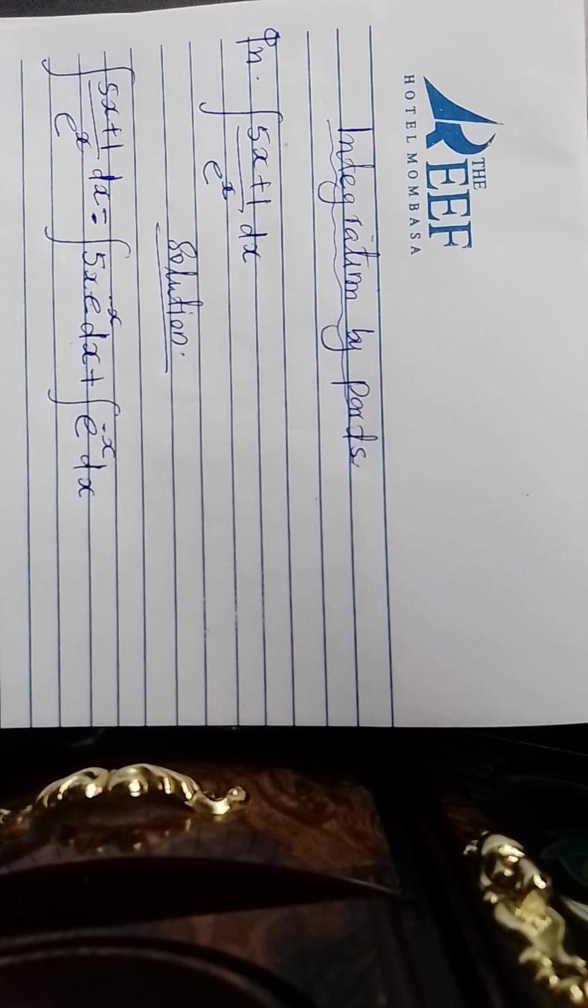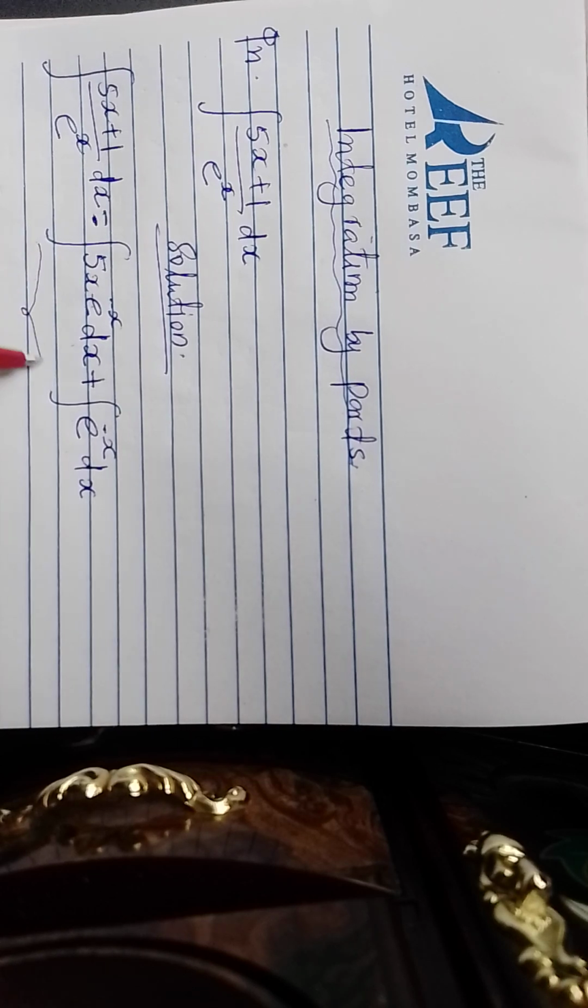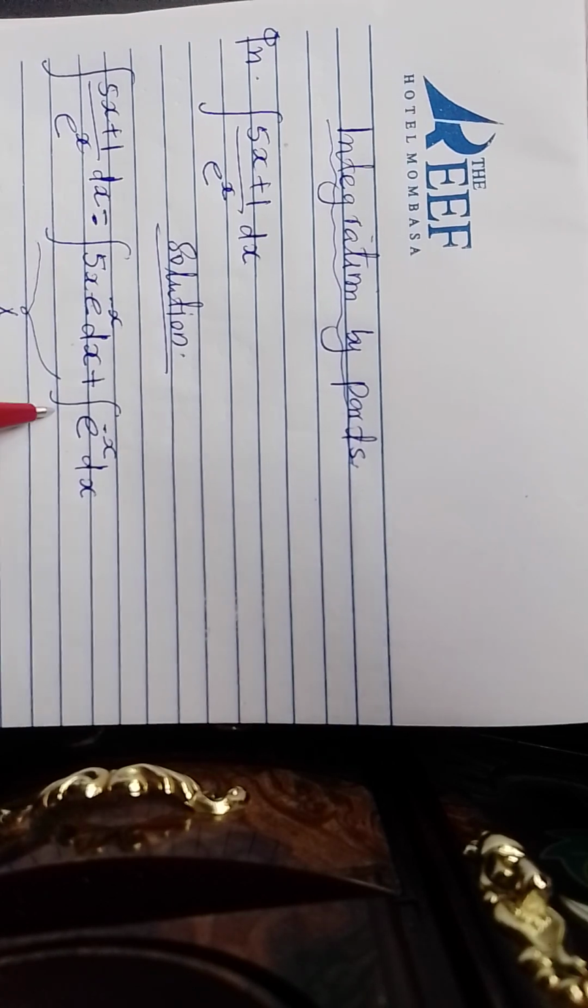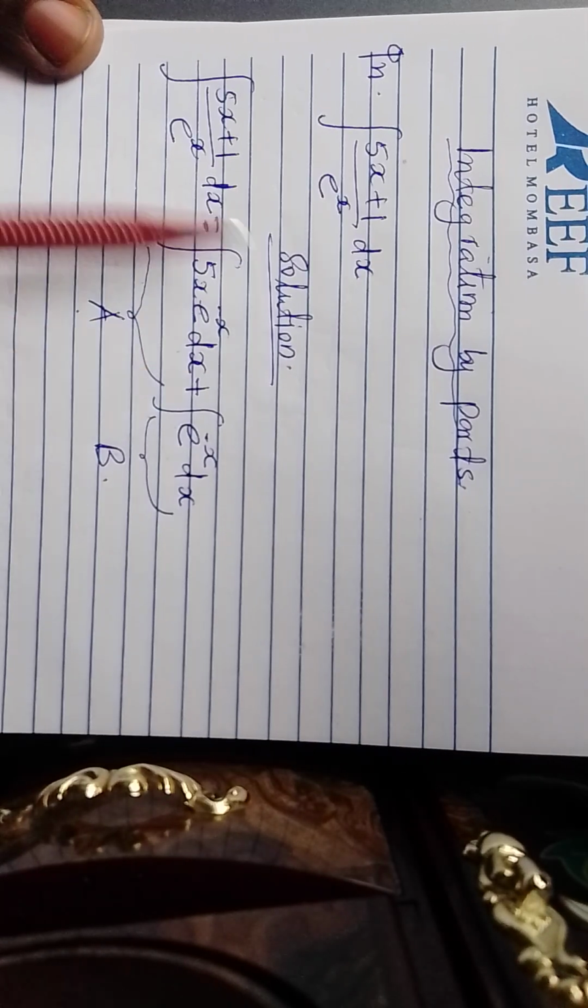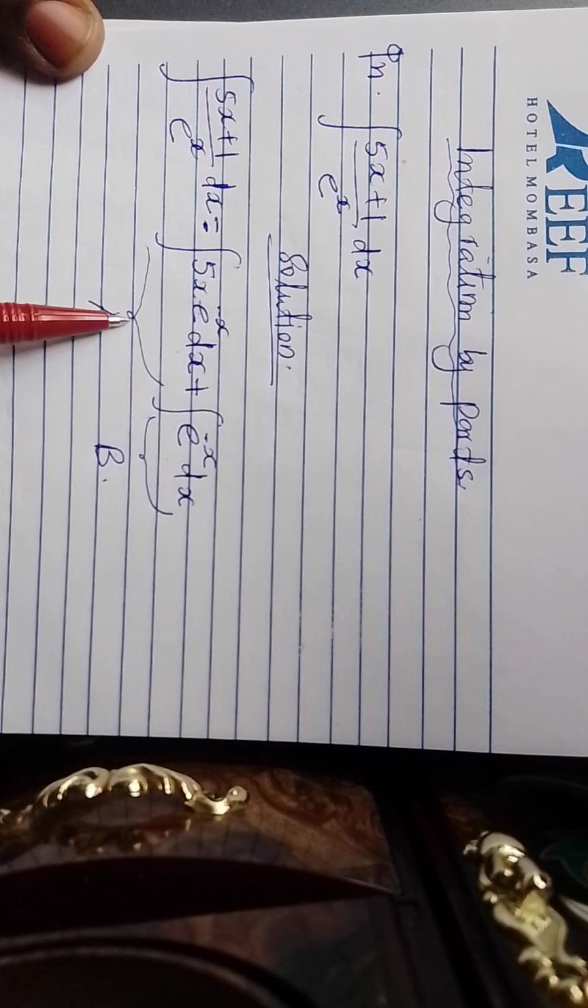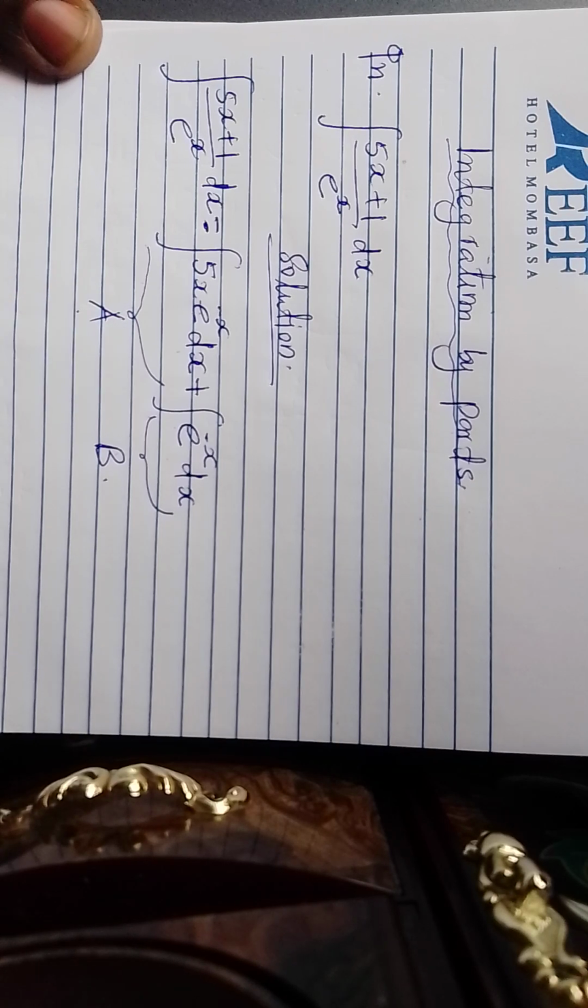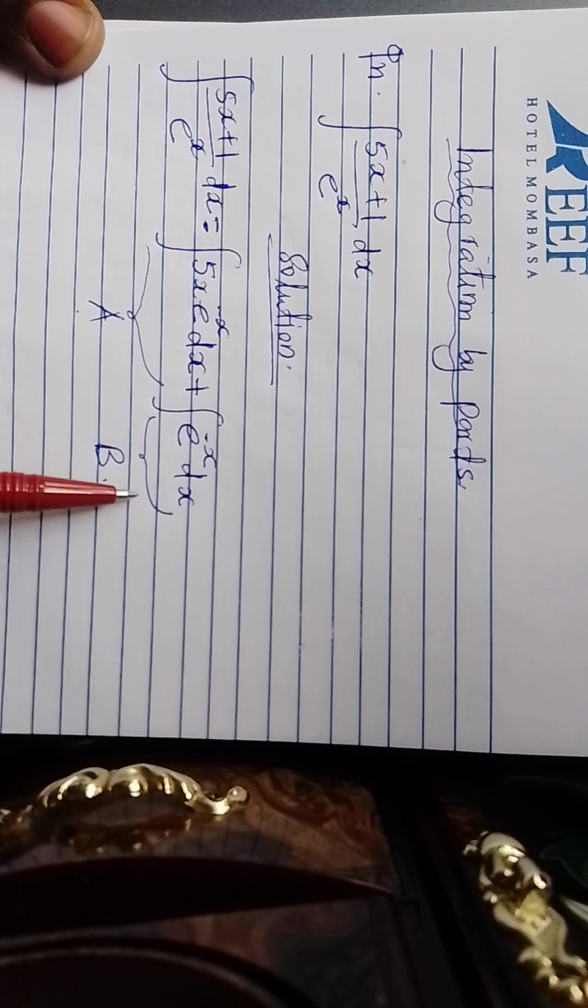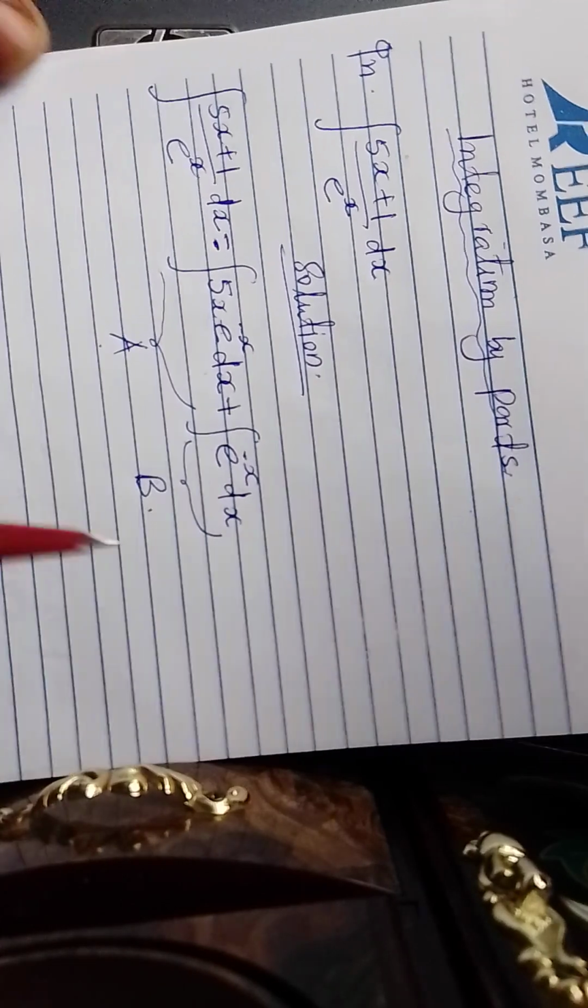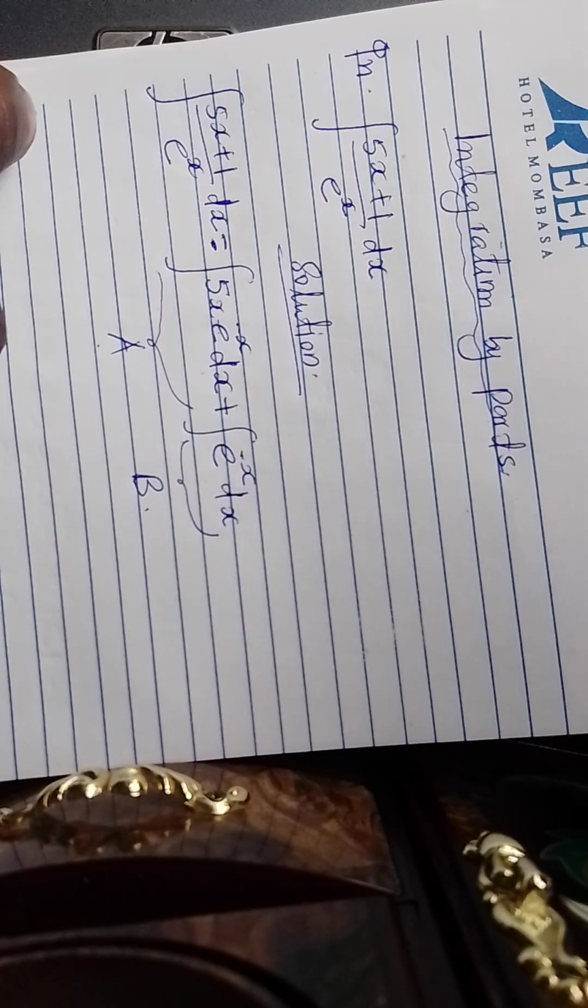This term here. So let us give them identities. So we have our part A. Then let us also have part B. We are first of all going to deal with the first part, which is part A, then finally, we are going to deal with part B. So let us first of all deal with part A.